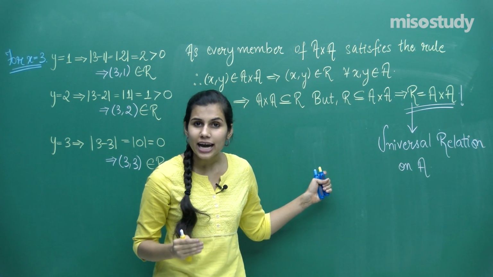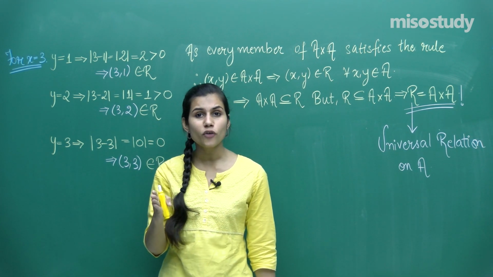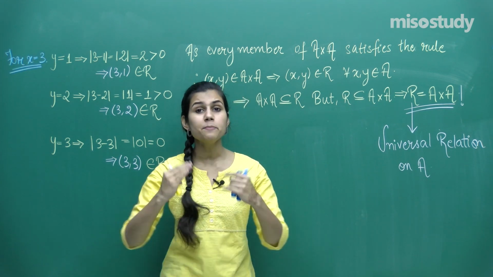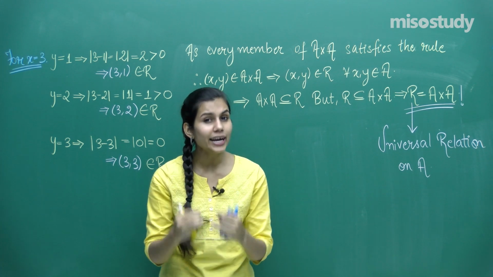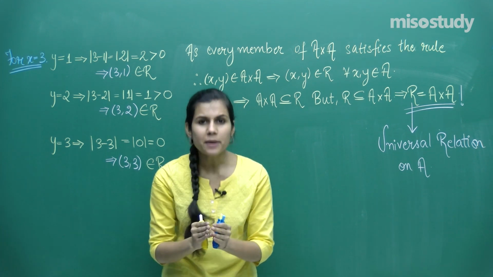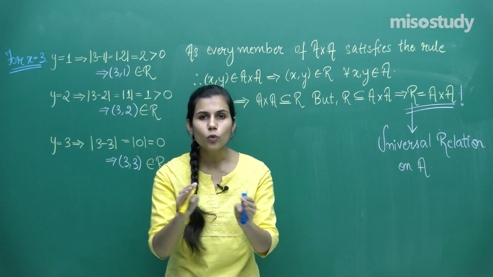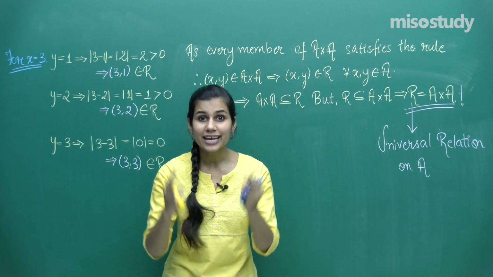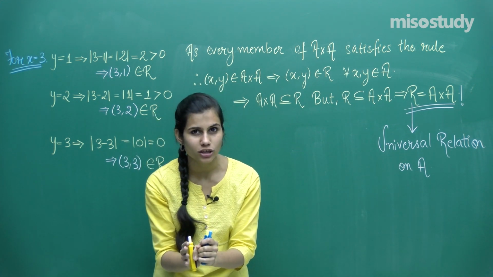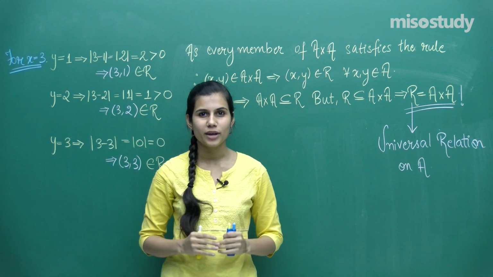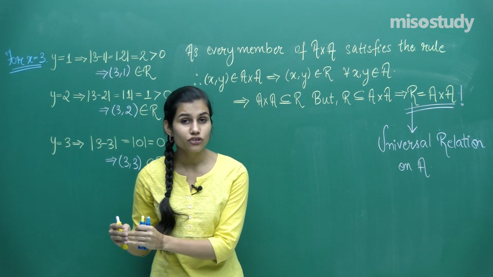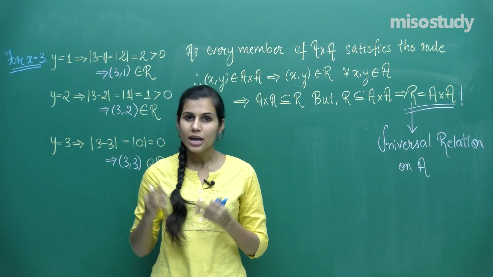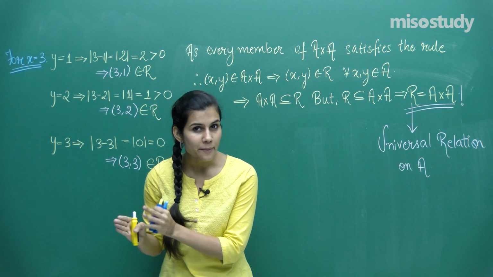Whereas in this particular type, we observed that every member of A was related to every other member of A, because of which every member of A cross A qualified to sit inside the set R, thereby making R to be exactly equal to A cross A, the largest set possible. R in this case has borrowed all the members from A cross A and thereby has become equal to A cross A. Whereas in the empty relation or the void relation, R could not borrow even a single member from A cross A, thereby having itself to be empty.